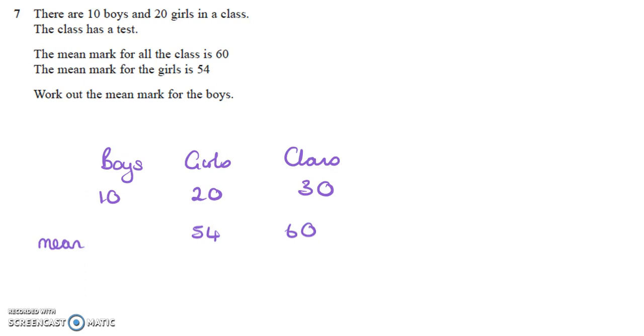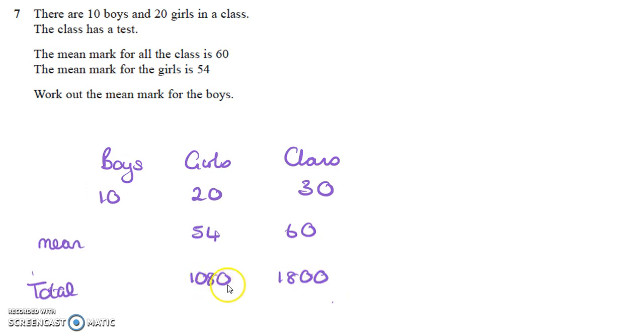So what we can do is say, right, if we've got 30 students in the class, and each one of them got 60 marks on average, we can work out the total number of marks the class would have got by multiplying these together. We can also do the same for the girls. There are 20 girls, each of them got 54 marks on average, so we would do 20 times 54 to work out the total number of marks the girls got. So we can put those in.